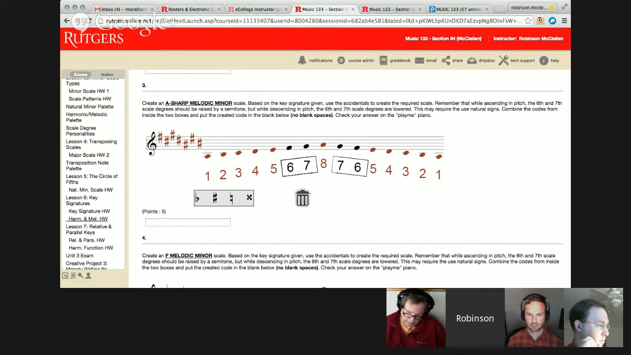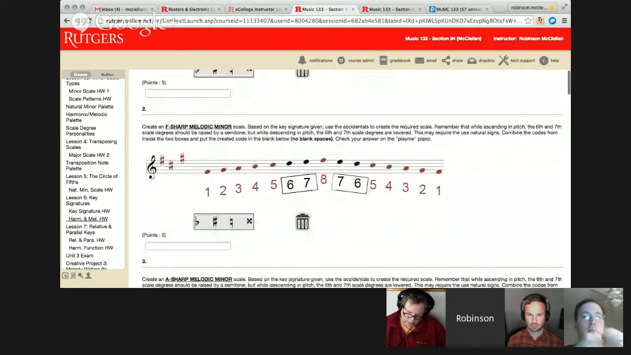So I'll go back to a case where the 6th degree is a natural, so you drag a sharp in front of it, and this is the clever design idea, that as you drag it, you see that there's a little S for sharp that's been placed next to the 6. And that is now what you enter in the box, 6S. It will take upper or lowercase s.